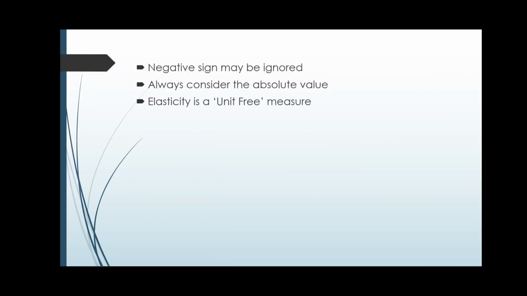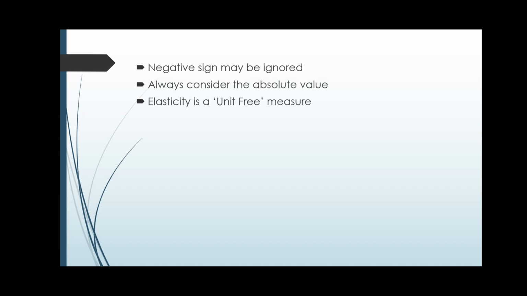Now there are certain things that you need to keep in your mind. First of all, negative sign has to be ignored. You need not say your answer is minus 1.25. You will always say that your answer is 1.25, and the minus in front denotes the inverse relationship between price and quantity demanded. Whenever there is no negative sign, it means that that particular commodity is an exception to the law of demand.